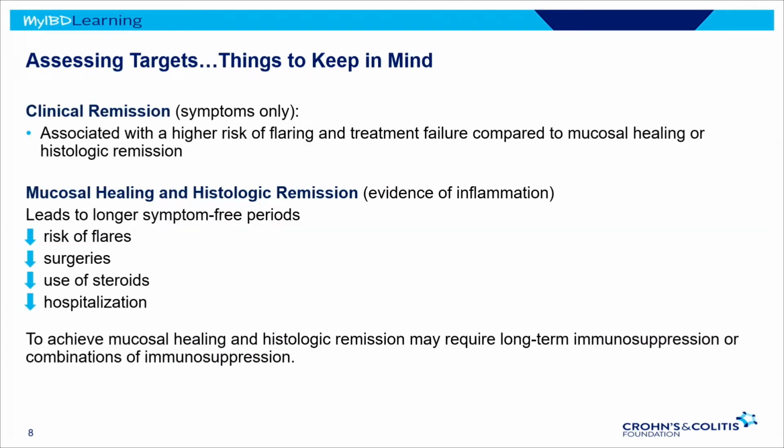So things to keep in mind, we're talking about assessing targets. Again, the superficial layer of the target would be clinical remission right now only, which is associated with a higher risk of flaring and treatment failure compared to mucosal healing or histologic remission if we get deeper. Mucosal healing and histologic remission could lead to lower risk of flares, surgery, steroid use, and hospitalizations. Achieving histologic remission is just microscopic remission when you take those biopsies during the colonoscopy. This may require long-term immunosuppression, medication that could cause potential side effects that we need to consider too.